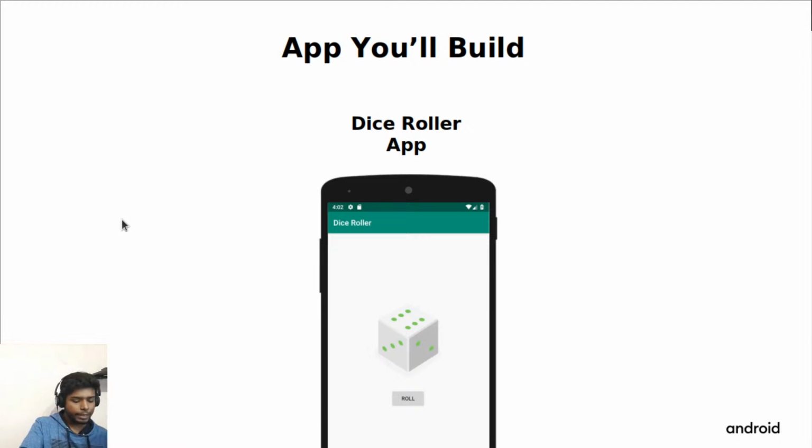Today we'll be building a DiceRoller app, which is basically when you click the roll button, it generates a random number and displays an image of a dice according to the number generated. So if the number generated is 6, it will show a picture of a dice with 6 on top. I'll just show you the end product that we'll be building.